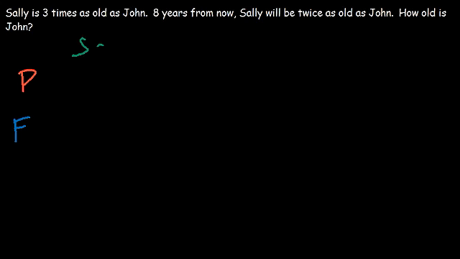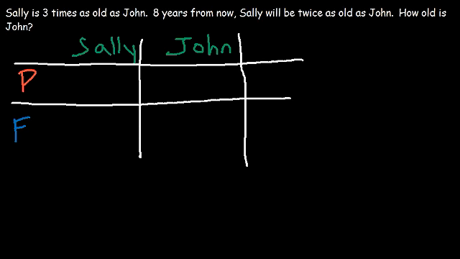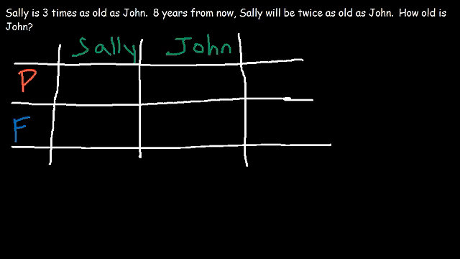So there's two things you need to be concerned with: the present and the future. So I'm going to put Sally and John. So Sally's present age, we'll call it S. John's present age, we'll call it J. In the future, that is 8 years from now, Sally, her age will be S plus 8. She's going to be 8 years older. And John's age will be J plus 8.